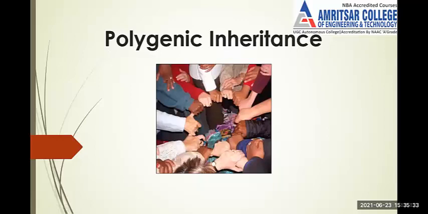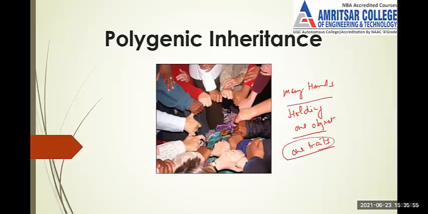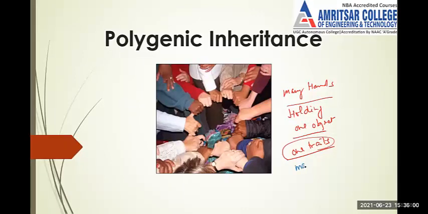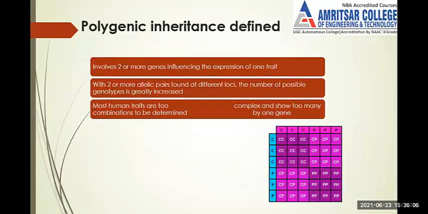One substance is held by many hands, right? Many hands holding one object. Okay, so this is the concept of polygenic inheritance: one trait controlled by many genes. So what is the trait? A trait controlled by more than one gene. This is what is called a polygenic trait.